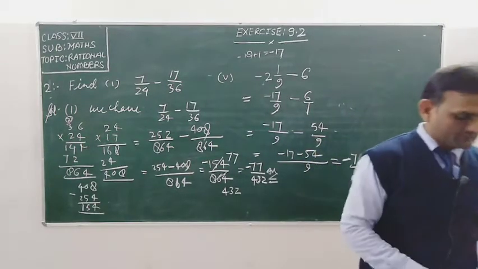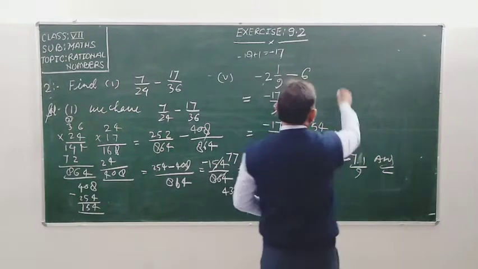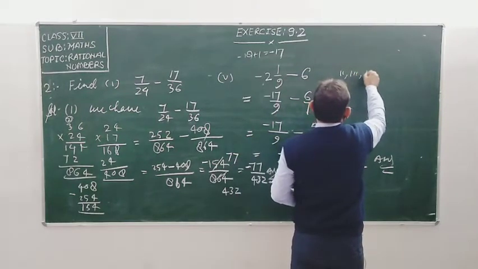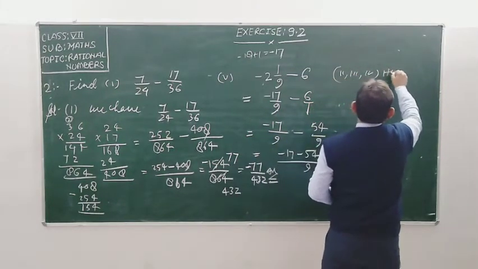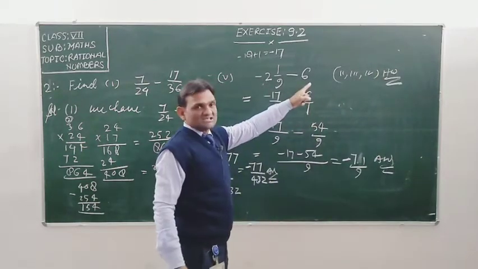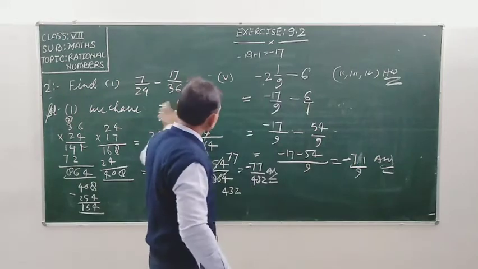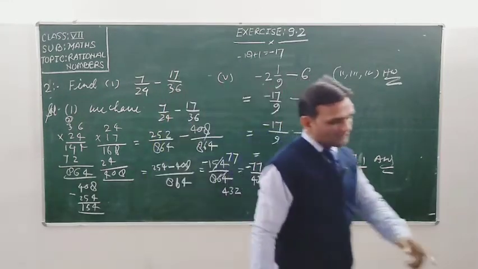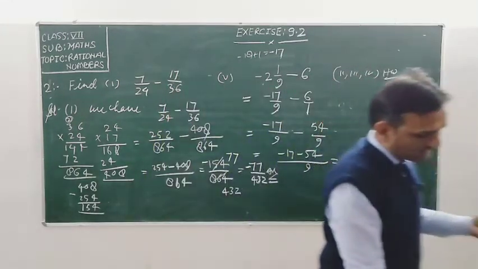So student, in this way you will solve the remaining parts, means part number second, third and fourth. Second, third and fourth is homework for you. You will do these parts in your fair copy according to these two parts. So student, come to the next question, that is question number 3.